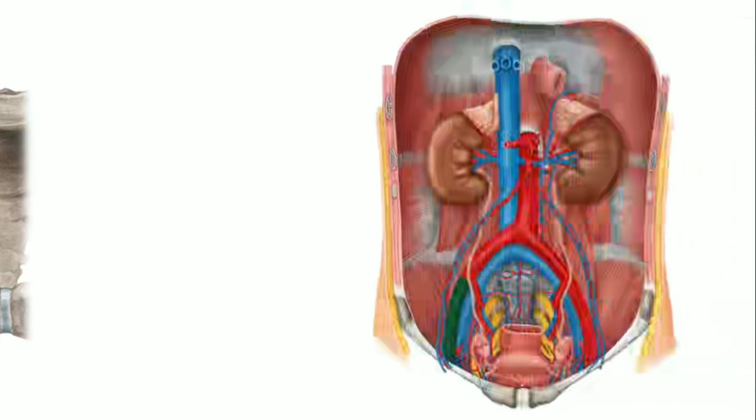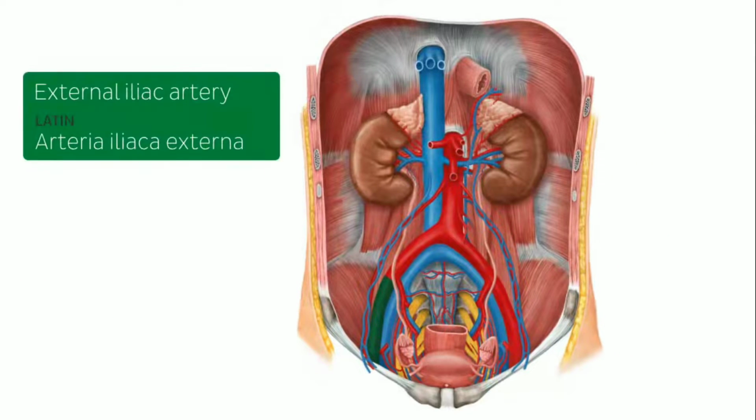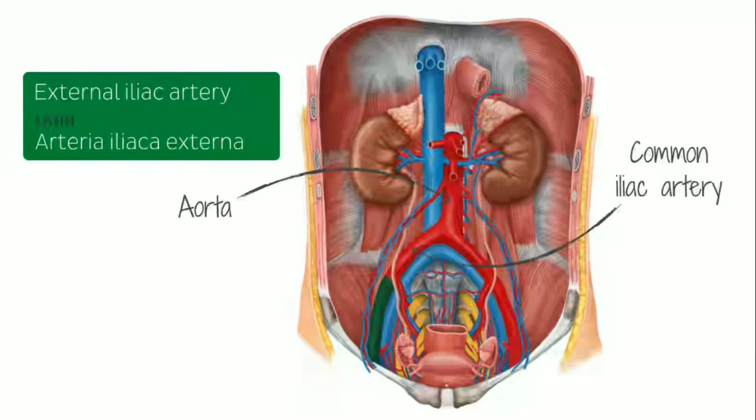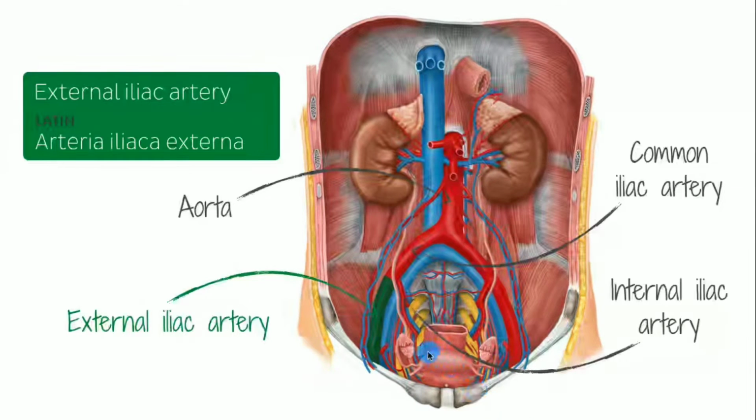So the first thing you need to know about the femoral artery is that it is a continuation of the external iliac artery. As you can see in this image, the aorta bifurcates into two common iliac arteries. Each common iliac artery then bifurcates into the external iliac artery and the internal iliac artery. Two notable branches of the external iliac artery are located in this region here, so now let's discuss them in more detail.